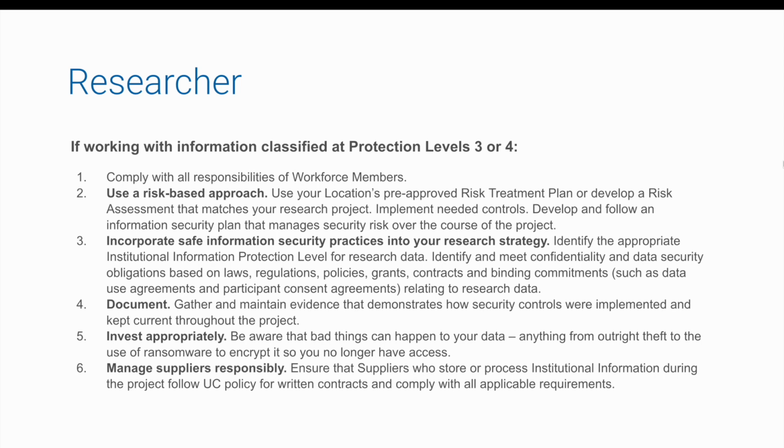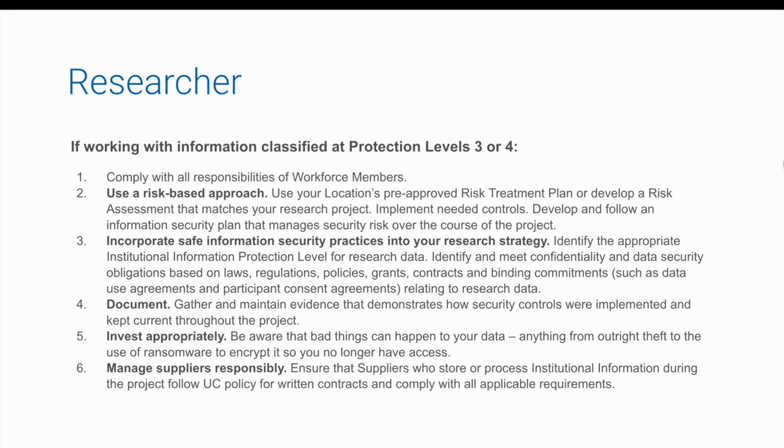1. As previously mentioned, you must comply with all responsibilities of workforce members. Secondly, be sure to use a risk-based approach. Use your location's pre-approved risk treatment plan to develop risk assessments that match your research project. Implement needed controls. Develop and follow an information security plan that manages security risks over the course of the project. Incorporate safe information security practices into your research strategy.